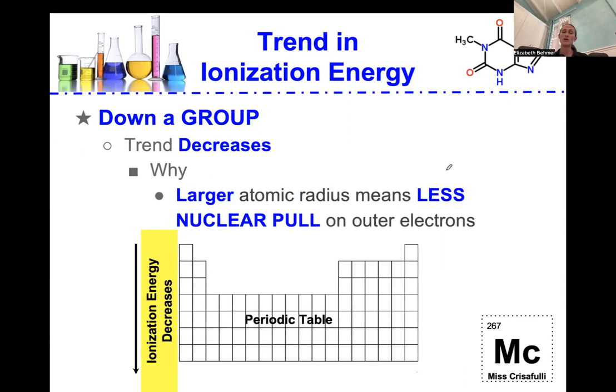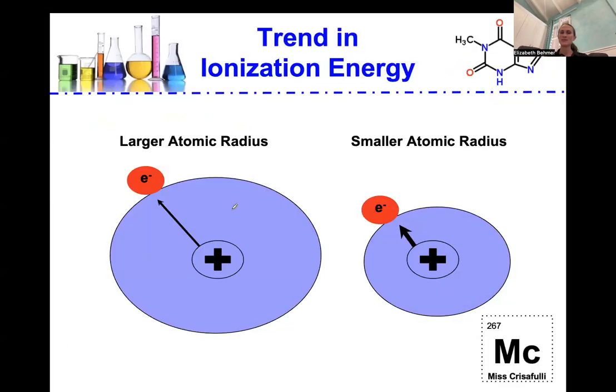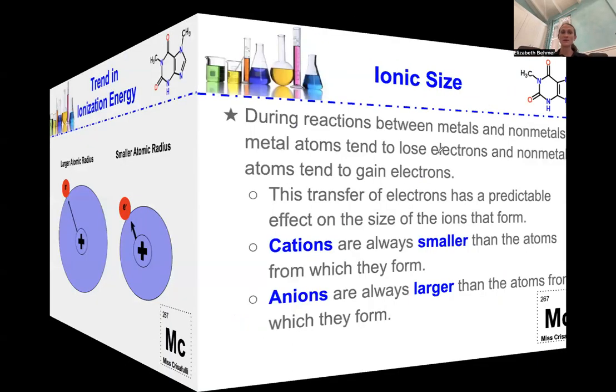Ionization energy, though, decreases down a group because larger atomic radii mean less nuclear pull, and it's just easier to pull away those electrons from those outer shells. So the larger the atomic radius, the less ionization energy, and the easier to pull those electrons away, whereas the smaller the atomic radius, the more ionization energy, and the more energy required to pull those electrons away.